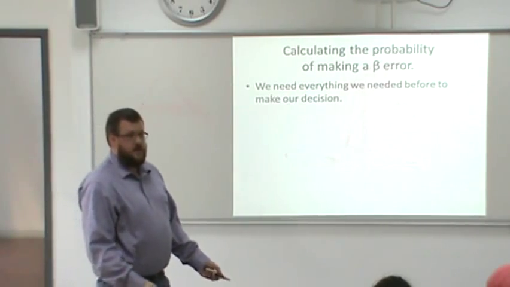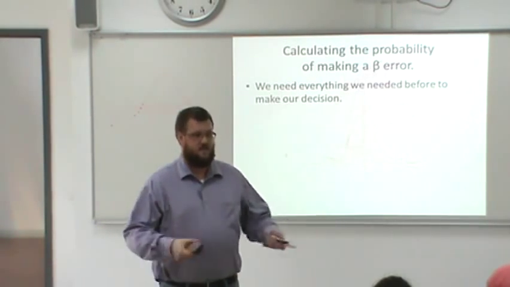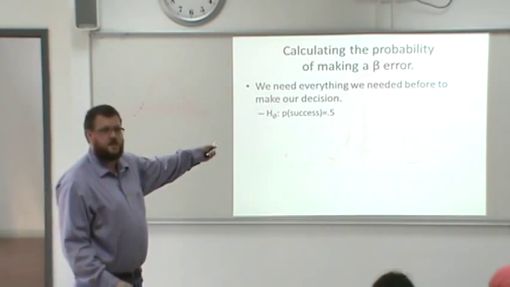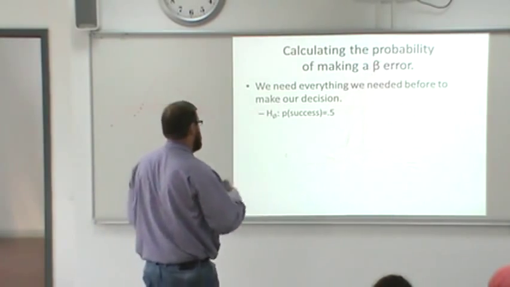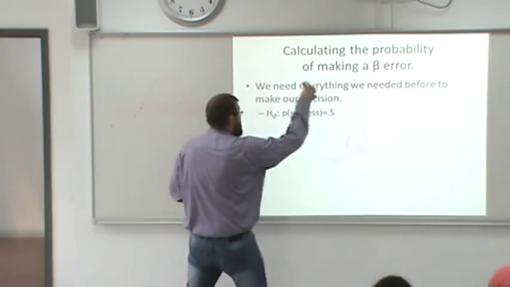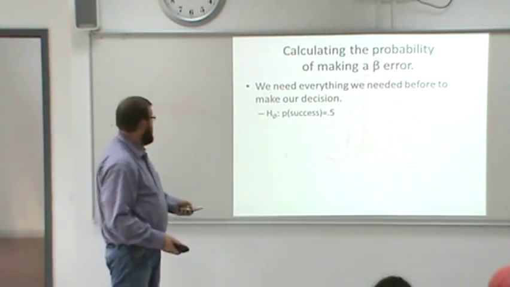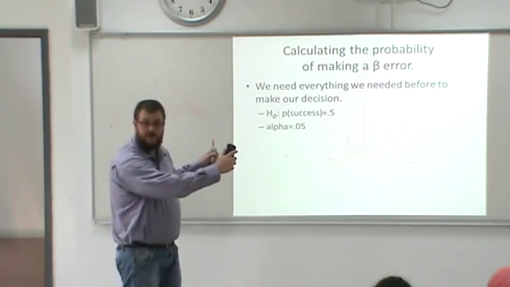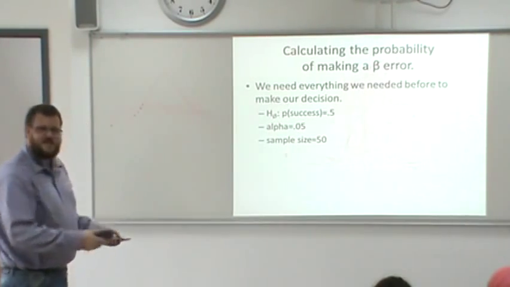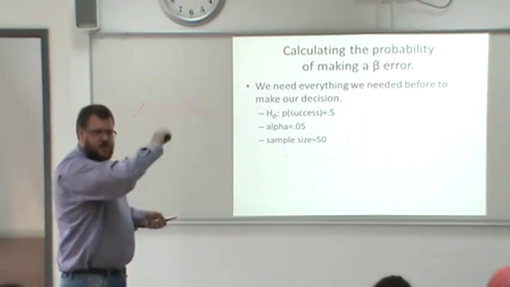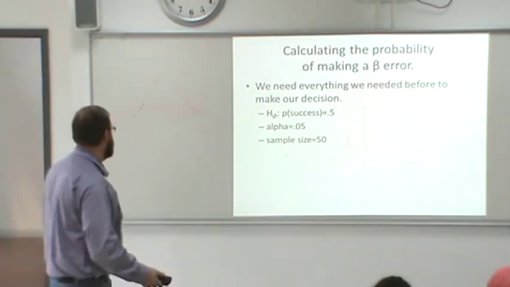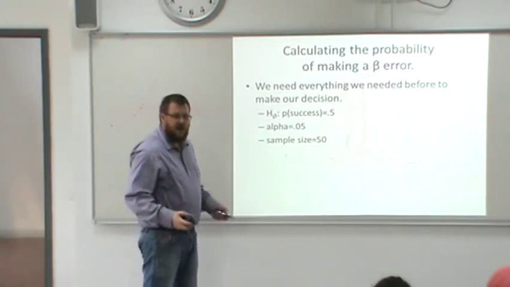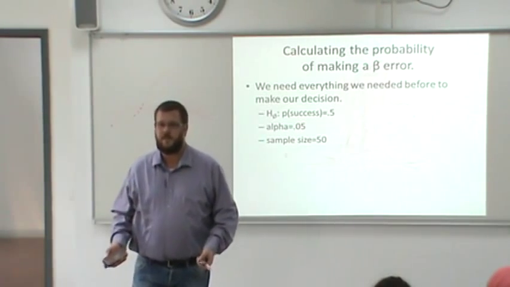To do this, we're going to need everything that we needed to calculate the probabilities before. We need a null hypothesis, which gives us the parameter that we're going to use to determine the original probability mass function. We need to know what alpha is so we can set the cutoffs. We need to know the sample size, because the cutoffs and the shape of that distribution depend on the sample size. So this is everything that we needed before. What else do you think we're going to need to know to calculate the beta?